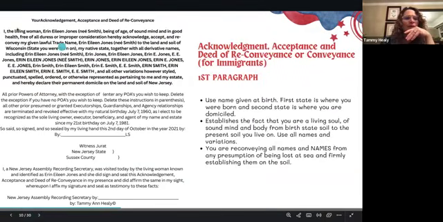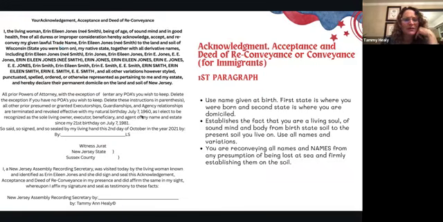Okay, so I wanted to just put a copy of what that looks like. It says, I, the living woman, Erin Eileen Jones, née Smith. So Smith was her maiden name. Being of age, of sound mind, and in good health, free of all duress or improper consideration, hereby acknowledge, accept, and reconvey my given lawful trade name, Erin Eileen Jones, née Smith, to the land and soil of Wisconsin or whatever state that you were born on. My state would be Connecticut, so I would put Connecticut.